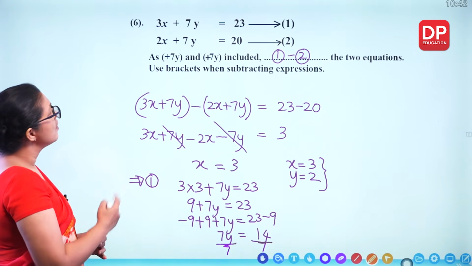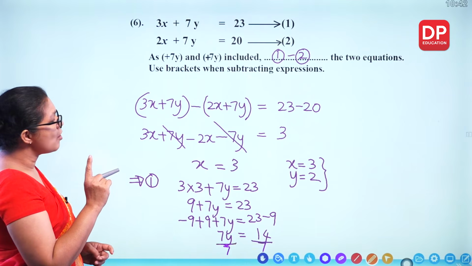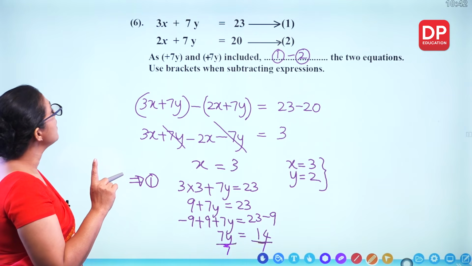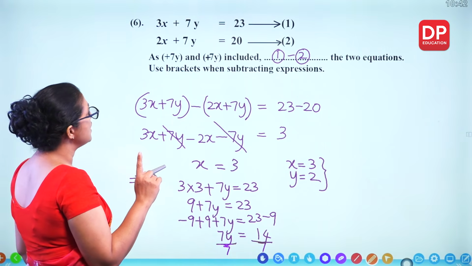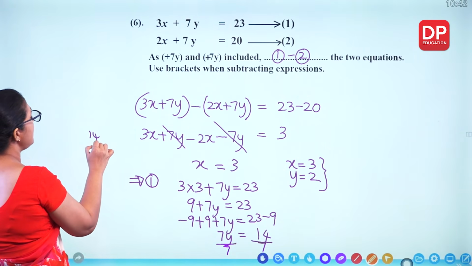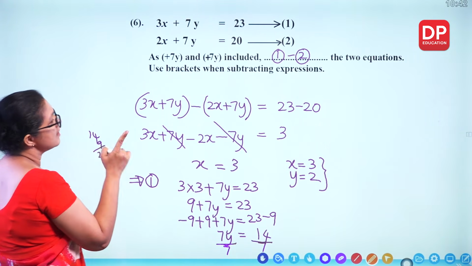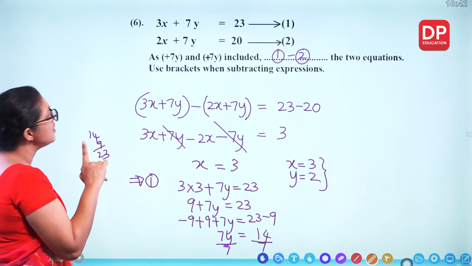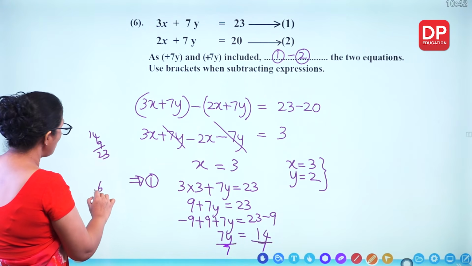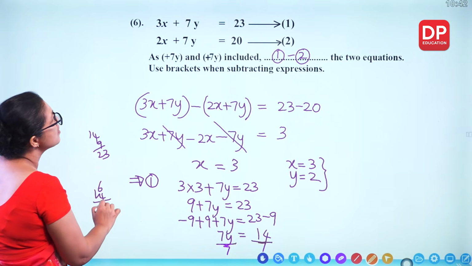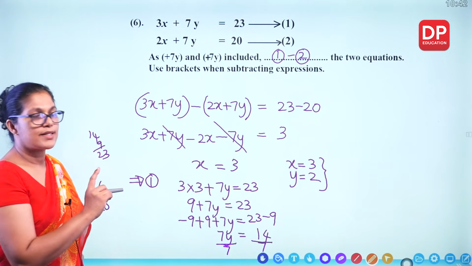Now check with the equations and see whether your answer is correct. Take the first one. 3 times 3, 9. 7 times 2, 14. 14 plus 9, 23. That's correct. Second equation, 2 times 3 is 6. 7 times 2, 14. You get 20. So that's also correct.